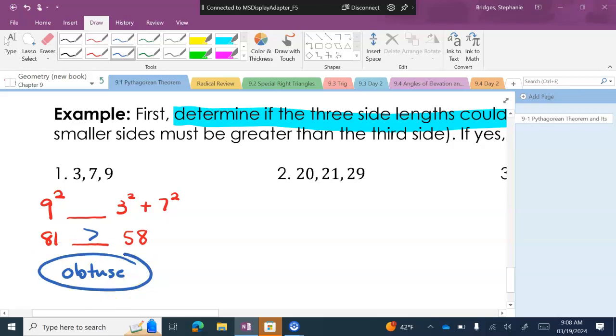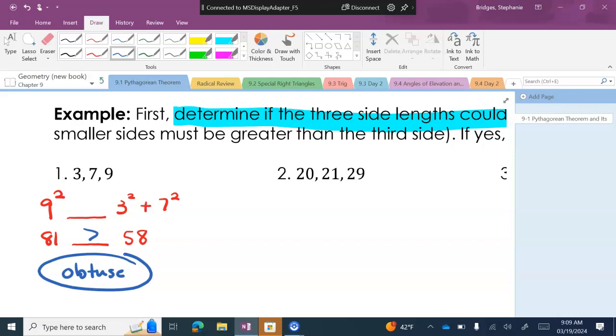Okay, so first we have to decide, can it be a triangle? Then we have to figure out, is it greater than, less than, or equal to? So take number 2. First of all, I need you to decide if it can be a triangle. 20, 21, and 29. It can. So then what I want you to do is set it up and do c squared first. C is always the larger number. Put a blank. Then do a squared plus b squared. And then we want to compare.